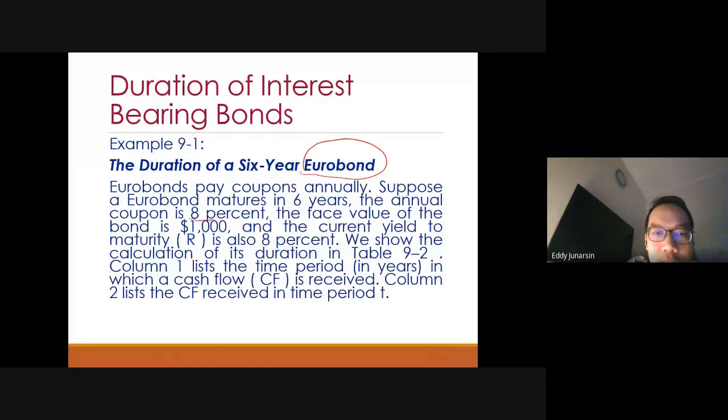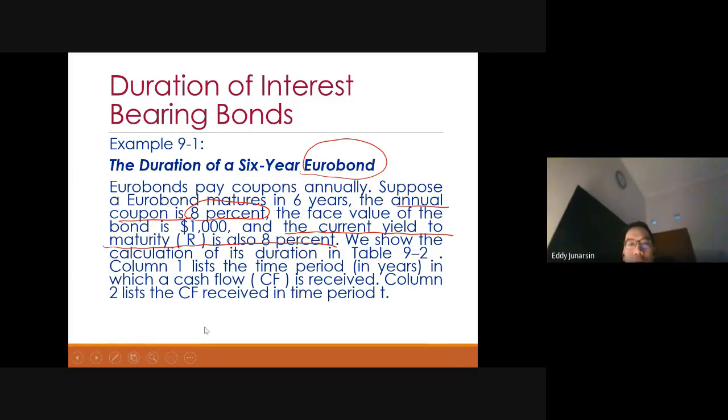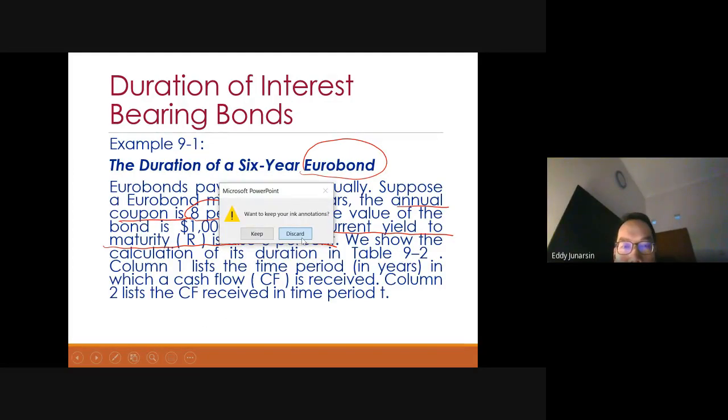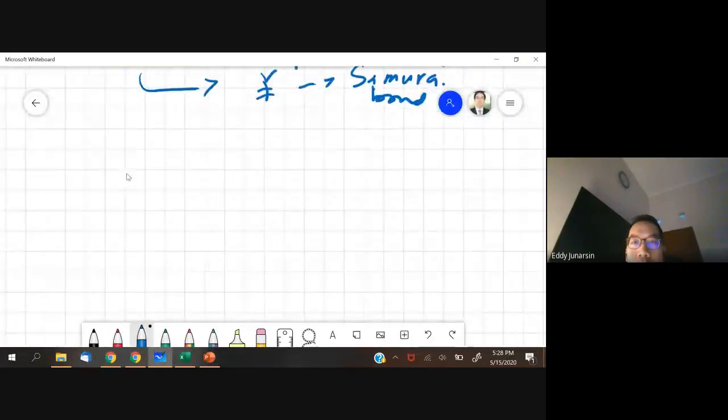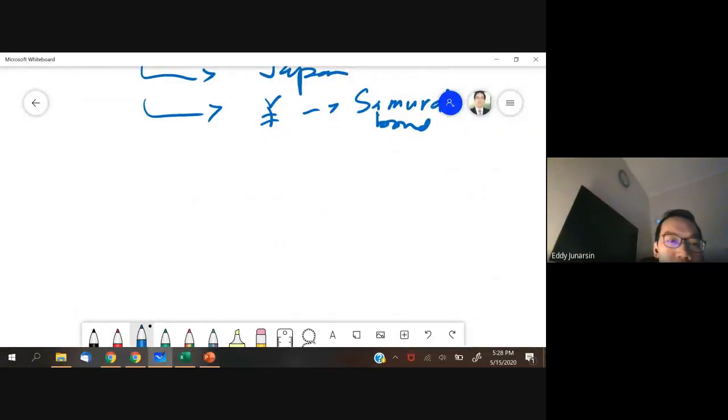So this is the coupon rate, but the other one is the current yield. The current yield is the market rate. This is the annual coupon rate, 8%. Maybe you took some finance and accounting courses in the past, and here's the difference.